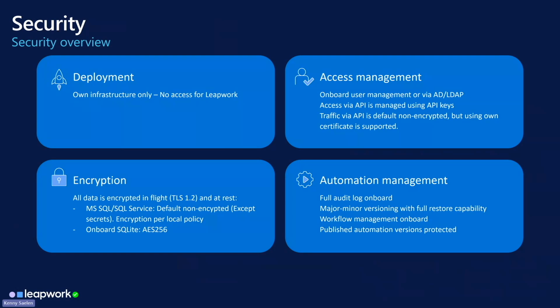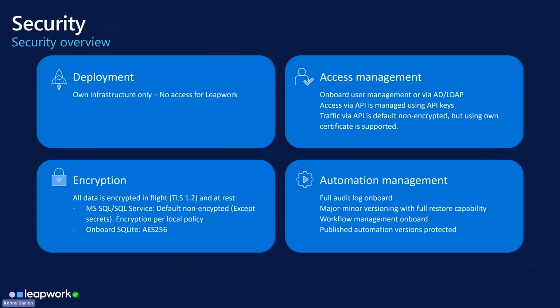In terms of access management, you have onboard user management that you can do through the Studio itself, but Active Directory integration is also possible. Access through APIs is managed through the API keys, as I mentioned just before, so in the Studio you can create and manage those API keys. By default, traffic to the API is non-encrypted, but it's possible to provide your own certificate and secure it with your certificate. In terms of encryption, all data is encrypted in flight through the TLS 1.2 that is implemented, and at rest. For MS SQL Server, the default is non-encrypted, except for secrets, and encryption is per local policy. If you use the onboard SQLite option, then AES 256 is used.